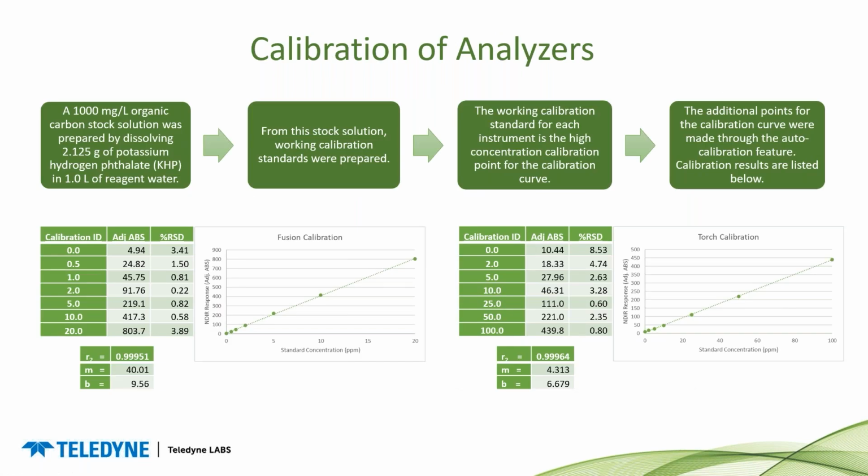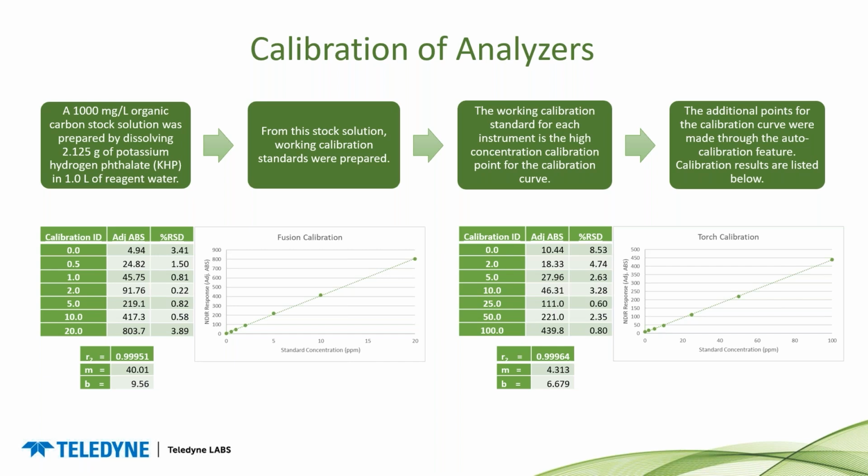So to calibrate the analyzers, a 1000 ppm organic carbon stock solution was prepared by dissolving 2.125 grams of potassium hydrogen phthalate, or KHP, in 1 liter of reagent water. From this stock solution, working calibration standards were prepared. The working calibration standards for each instrument are the high concentration calibration points for each curve.